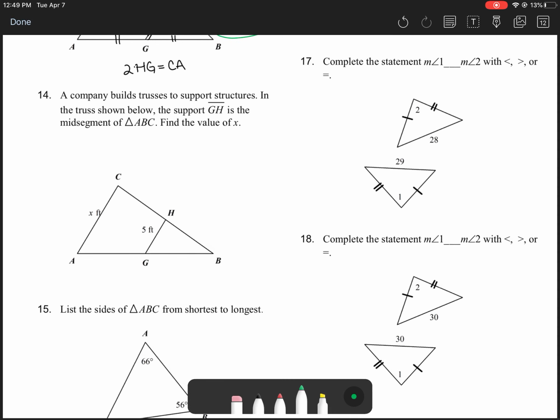Similar for the next one, I'm still thinking of the mid-segment as half the base. So I would do 5 times 2, because 2 times the length of the mid-segment is equal to the full length. So 5 times 2 will be equal to x. So x equals 10.